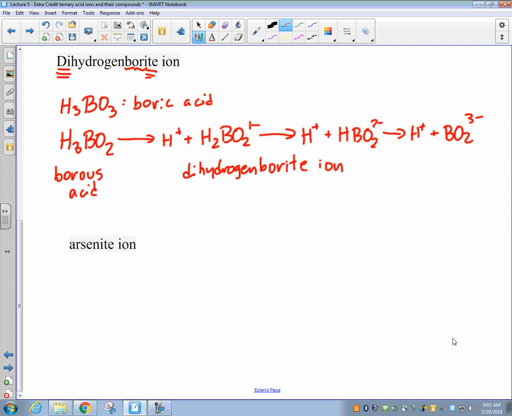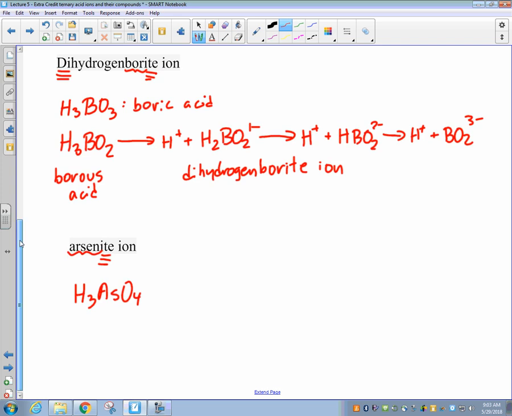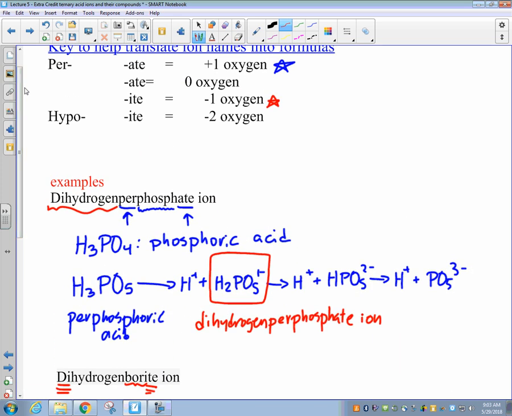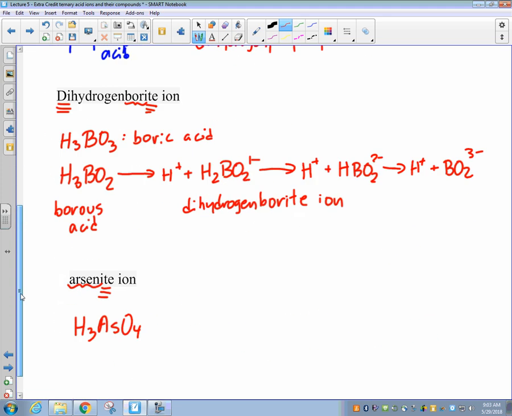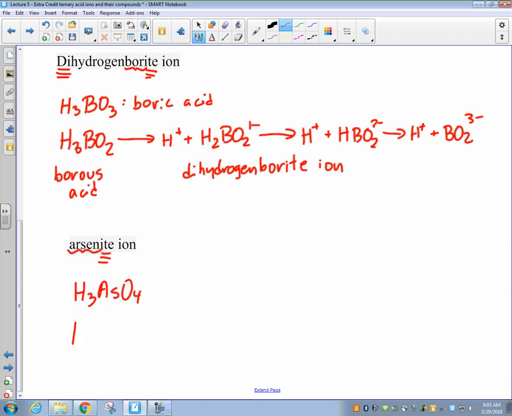The arsenite ion has the root name arsen there, which sounds very much like arsenic acid, the species listed on your parent acid sheet as H3AsO4. We notice here we have the suffix ite, which again implies we have one fewer oxygen than the parent acid. So that means that the acid from which this ion was derived must therefore be H3AsO3, which would be arsenous acid.